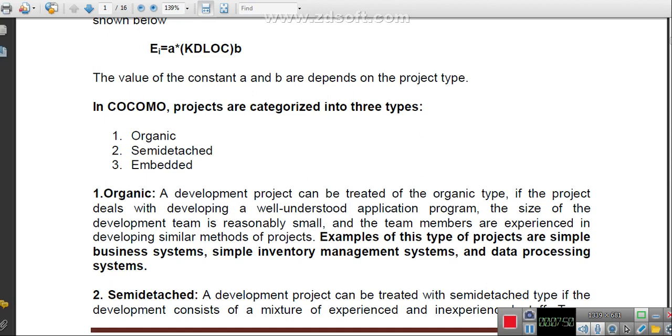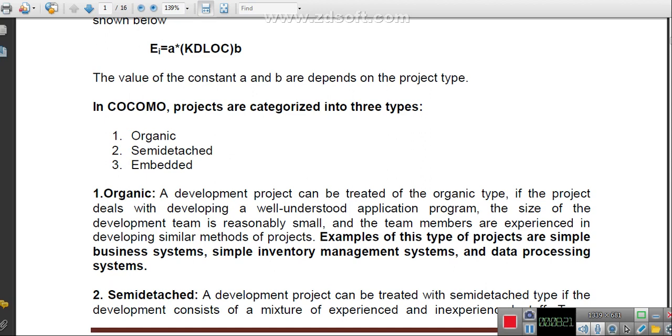Examples of this type of project are very simple: a simple business system, a simple inventory management system, and a data processing system. These are the class, or category, of a project that is an organic project. Understood? How many kilo lines of code can this be? Anyone? I told you how many KLOC an organic project can be.